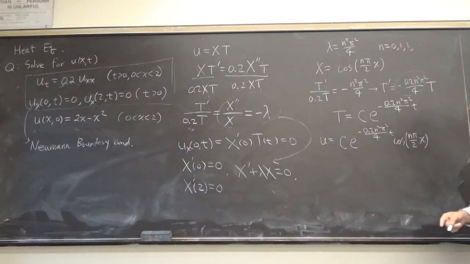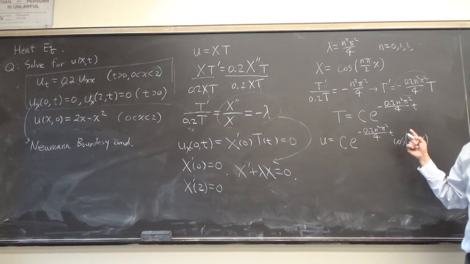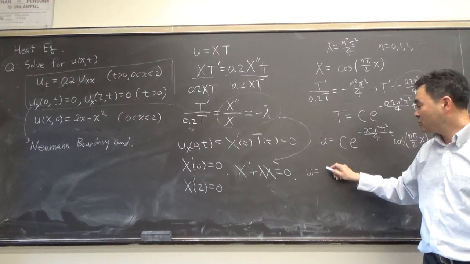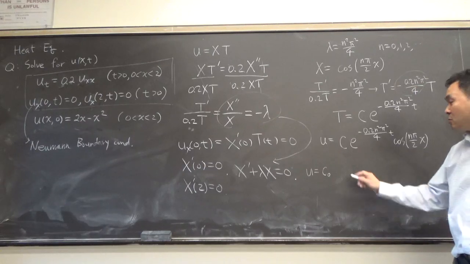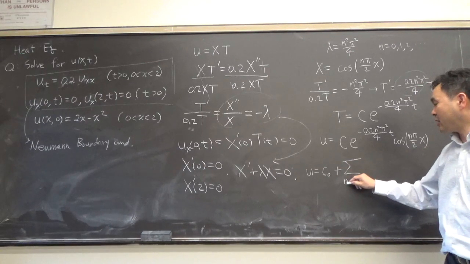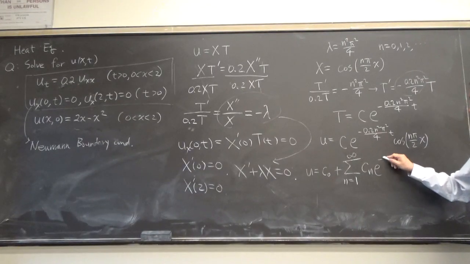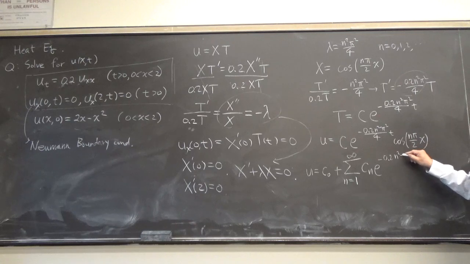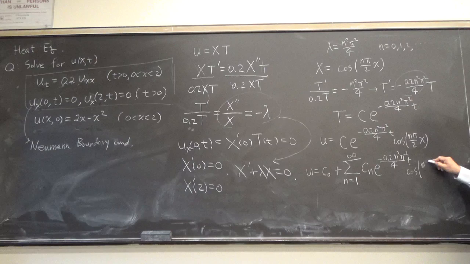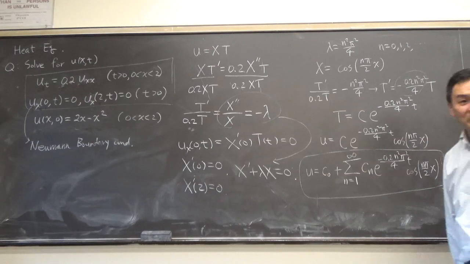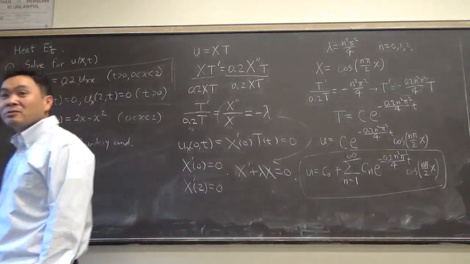Okay? So when you take linear combinations, you don't want to just say sigma of this, you really want to say u is equal to c0 for n equals 0 plus the summation from n equals 1 through infinity of cn e to the negative 0.2 n squared pi squared over 4 t, cosine of n pi over 2 x. Okay, so that's the general solution. That's the end of step 1. What's step 2?